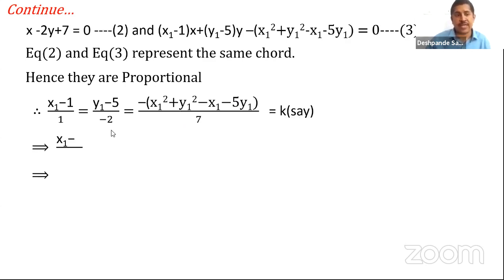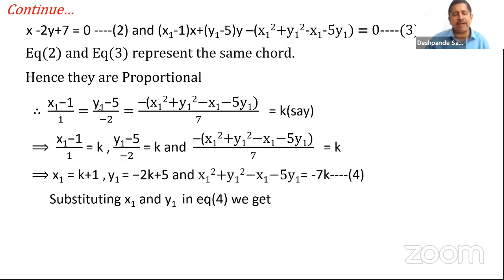See the difference. Earlier, what you have done is you have solved these two equations and got another equation. But here you got a second degree equation, x1 square and y1 square is there. So that means that method is not going to work out. So for that reason we are going to take it as equal to k. It's also a parallel method. So (x1 minus 1) by 1 is equal to k, and (y1 minus 5) by minus 2 is equal to k, and the third term is also equal to k.